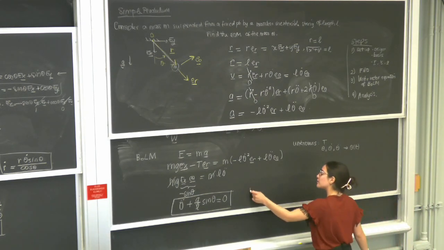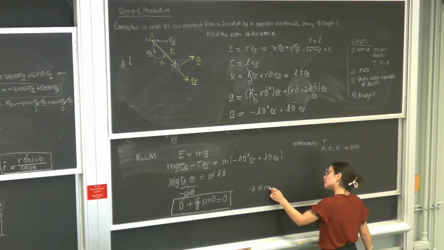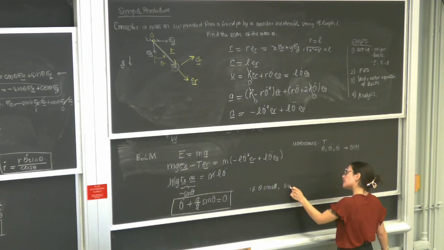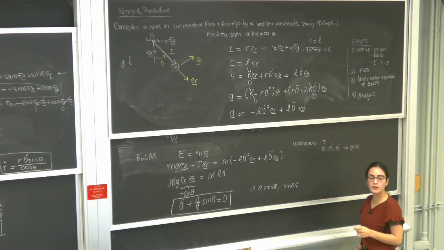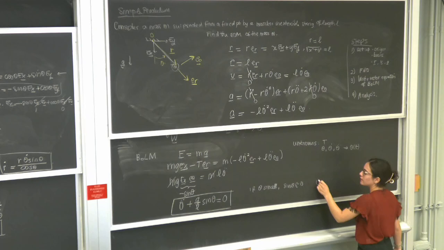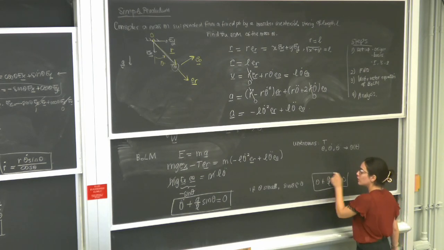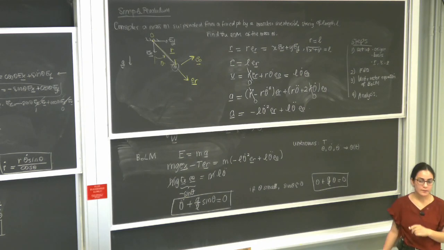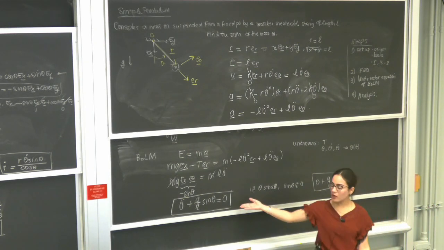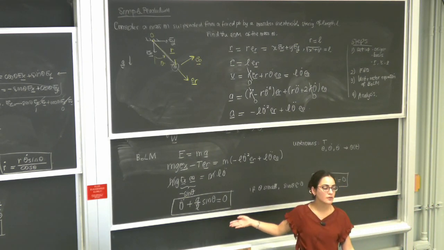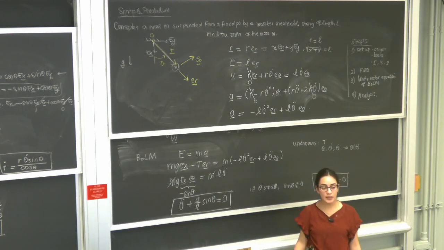If theta is small, then sine theta is approximately equal to what? Theta. And then you get theta double dot plus g over L theta is equal to 0. And this equation you can easily solve by hand. This equation is a little bit more complicated to solve, but you can solve it numerically in Python or MATLAB, or you can write your own code to solve this, like you're going to do for homework 1 and homework 2.